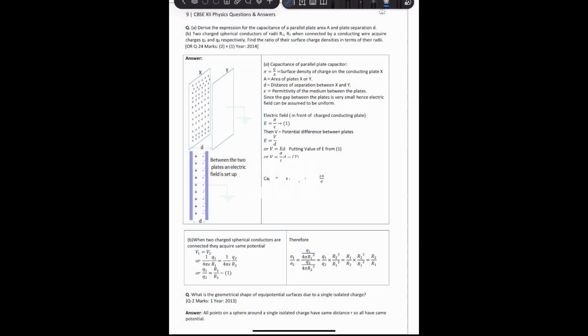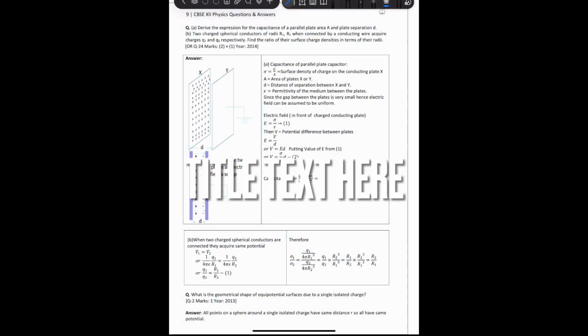So let's resume our discussion for CBSE Physics Electrostatics question answer session. Now this question.